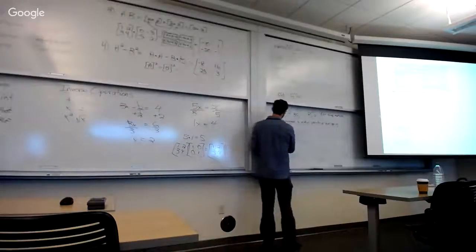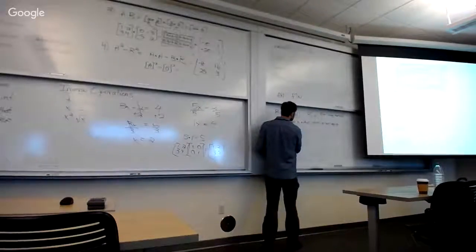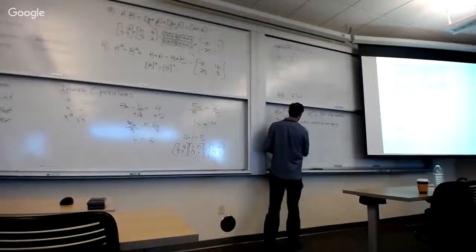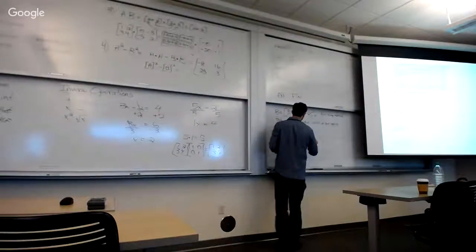Okay, let's try one more. Let's define the inverse of matrix C. So this is 3, 2, 3, 0, 1, 2, 4, 3, 5. And we'd like to find C inverse.